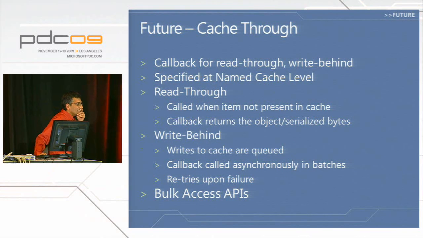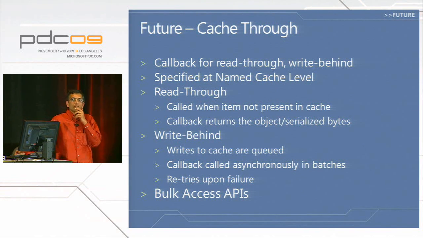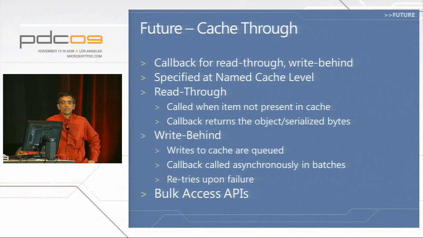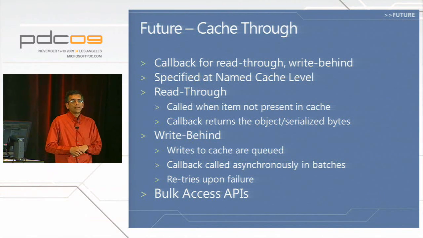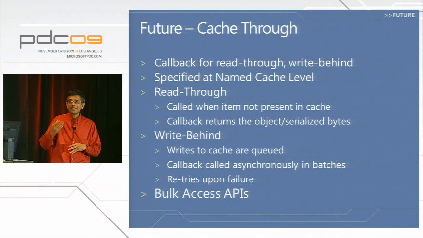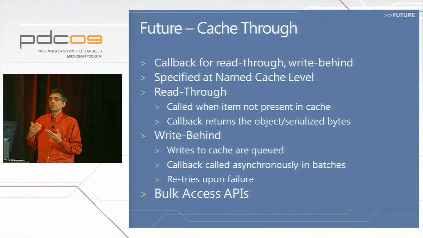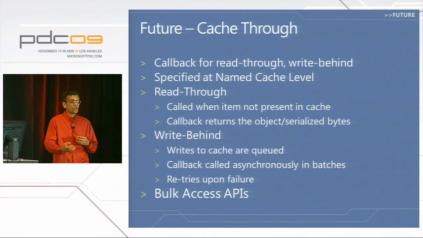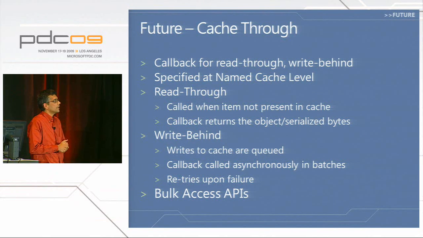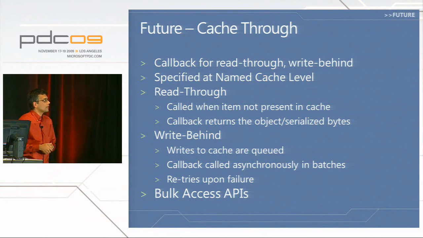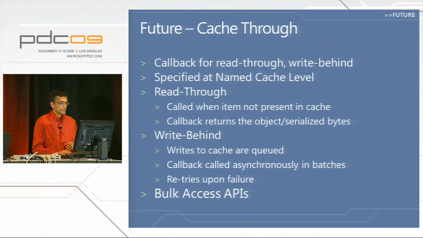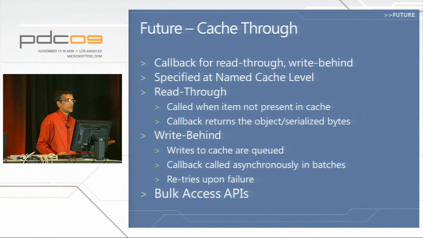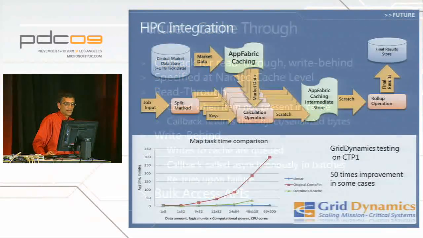Read-through is something we hear frequently. Unfortunately, it doesn't look like it'll make the V1 cut, but we're looking to see how to get this in. What this will provide when we get it is to make the cache more implicit, not explicit, where you can have these callbacks plugged into the server side. So if you have a read miss, it will call the callback to load it. Or if you write to the cache, it will write it to the backend store. Bulk access APIs for put are also something we're looking at.